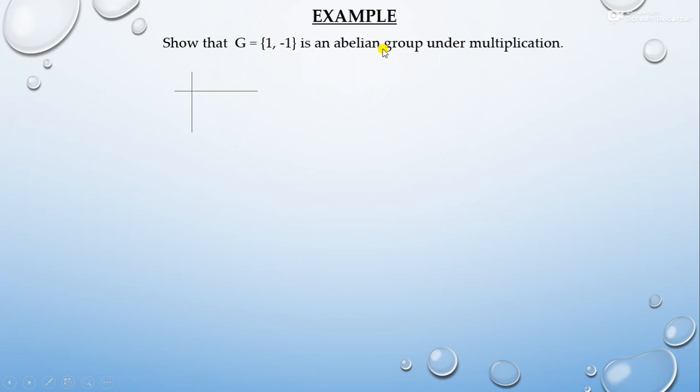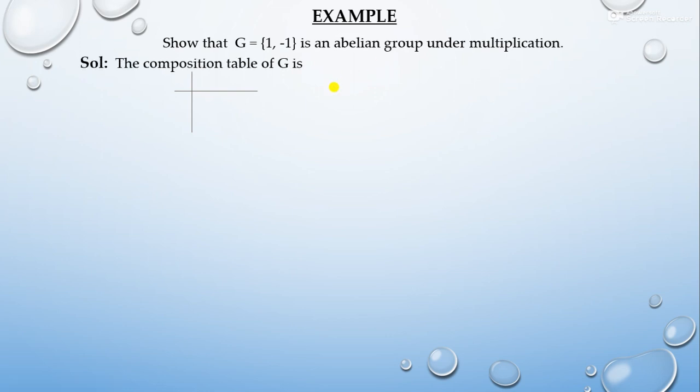You know how to show that any set is an abelian group. Here you have to prove some properties. First is the closure property, then the associative property, identity, and inverse, and then it is a group. If it has one more property, the commutative property, then it is called an abelian group. The same thing we do here.